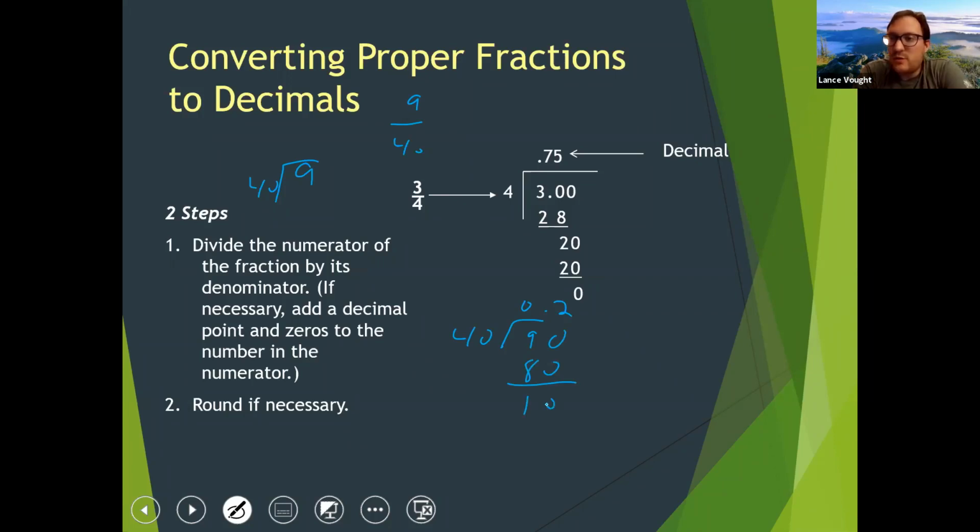Can 10 go into 40? No. So we need to borrow another 0. So 100, 40 goes into 100 twice. So we get 80 again. We get 200 or 20. 20 can't go into 40, but 200 can. So how many times does 40 go into 200? 5. And 5 times 40 is 200, and we have no remainder left. So our answer is 0.225.